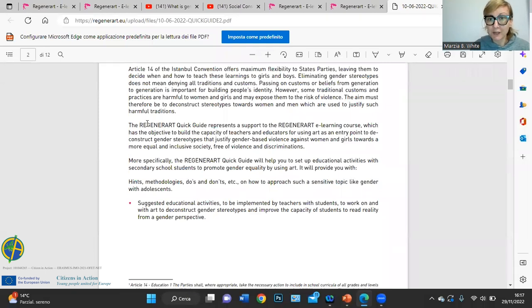And as you can read, the Regenerate Quick Guide represents a support to the Regenerate Learning course, which has the objective to build the capacity of teachers and educators for using art as an entry point to deconstruct gender stereotypes that justify gender-based violence against women and girls towards a more equal and inclusive society, free of violence and discrimination.